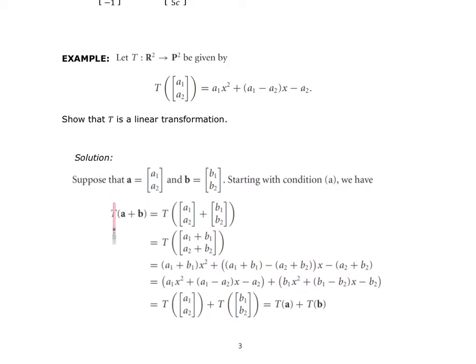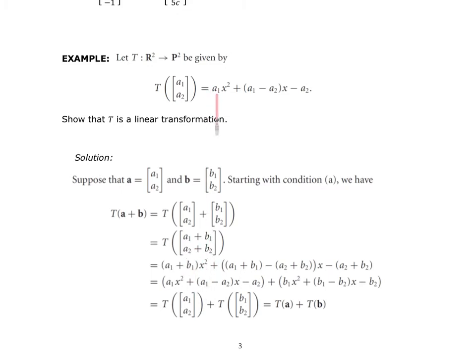So to show it's a linear transformation, let's start with the fact that if I have 2 vectors from my R2, I should be able to add them first and then do the transformation, and I should get the exact same answer as if I had done the transformation of each one individually. So here's some generic a1, a2, b1, b2, and I can add these entry by entry, so a1 and b1, a2 and b2.